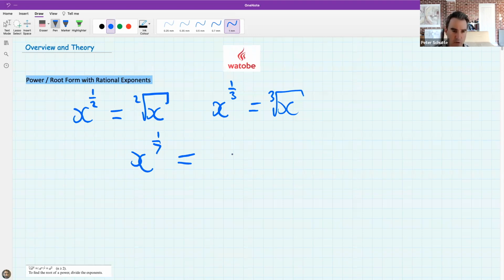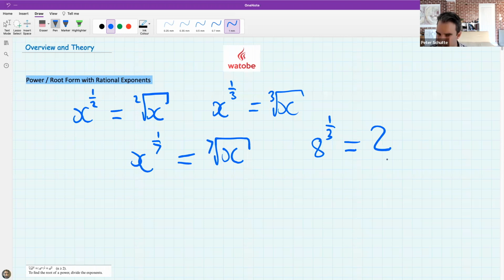Okay, so I think most of us would have realized that x to the power of a seventh is the same as the seventh root of x. To give you an example of how this might work with numbers, if I say to you, what is 8 to the power of a third? If you type that into your calculators, you will see you get 2, which is a bit weird. Like, how did I get 2? The reason I got 2 is that 8 to the power of a third is the same as the cube root of 8. And what is the cube root of 8? The cube root of 8 is going to be 2.